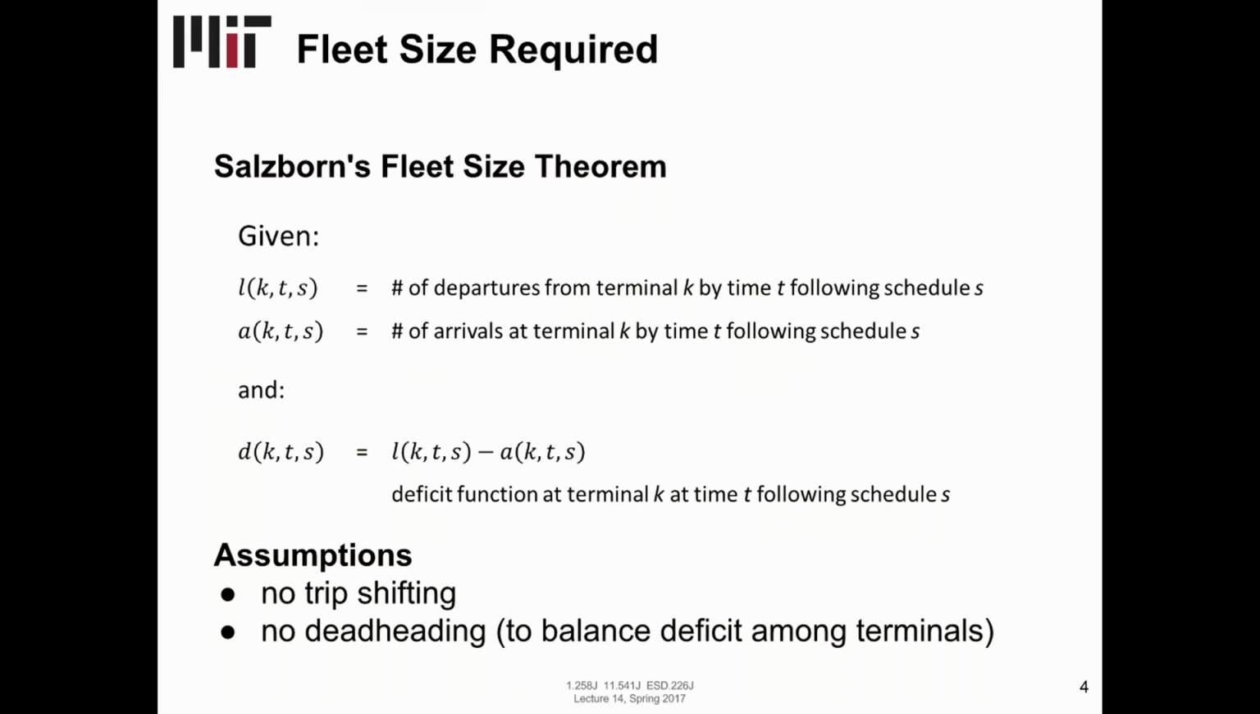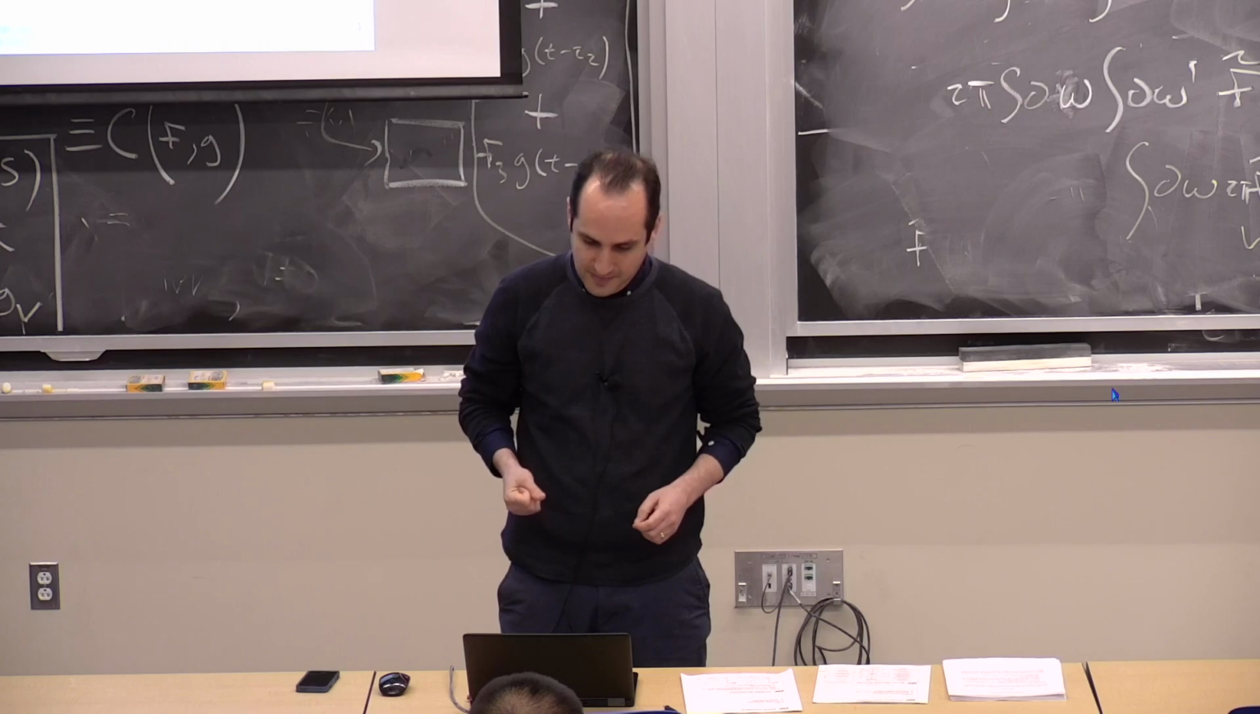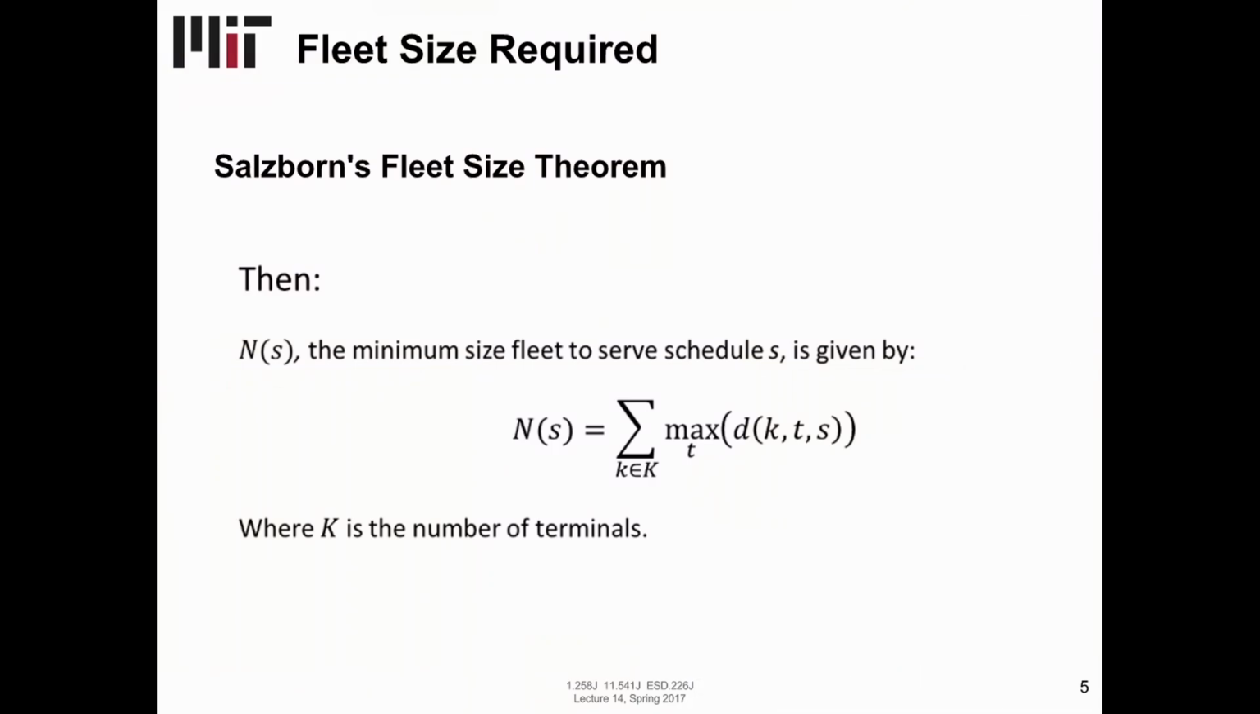So let's start with the definitions. The function L of K, T, and S: K is the index of terminal, T is the index of time, and S is the index of the schedule that is already developed. So L is the cumulative number of departures from terminal K by time T following the schedule. And A would be the cumulative number of arrivals at terminal K by time T following that schedule. Then we define a function which is the difference between the two. It's the deficit function, which is the cumulative departures minus cumulative arrivals. We use this deficit function to estimate what is required to deliver the service.